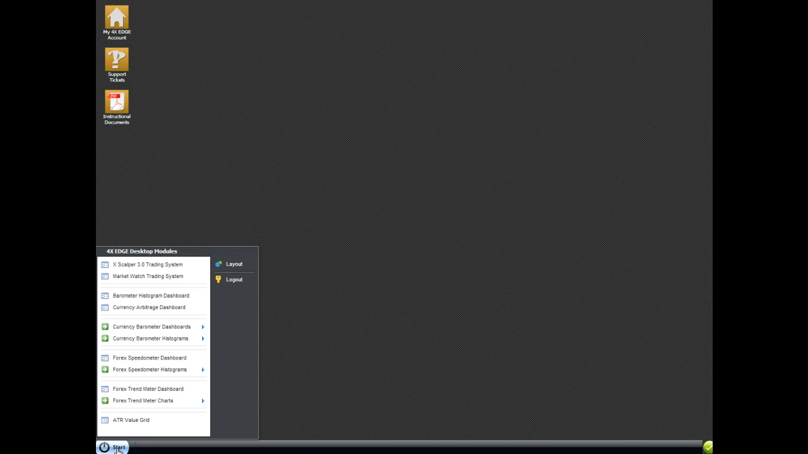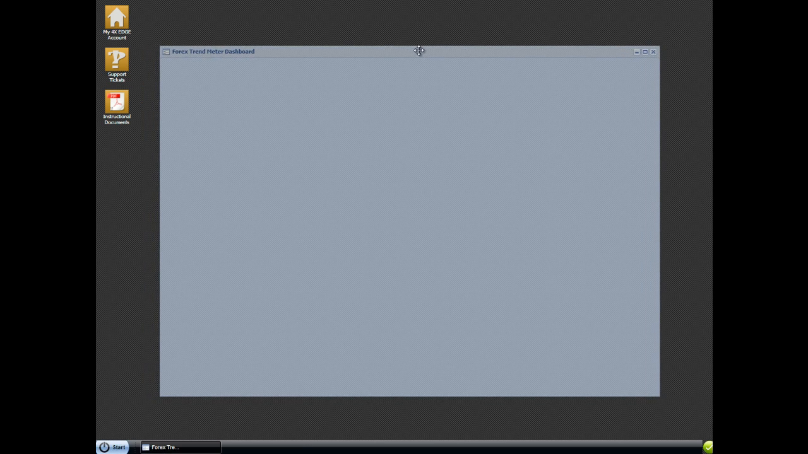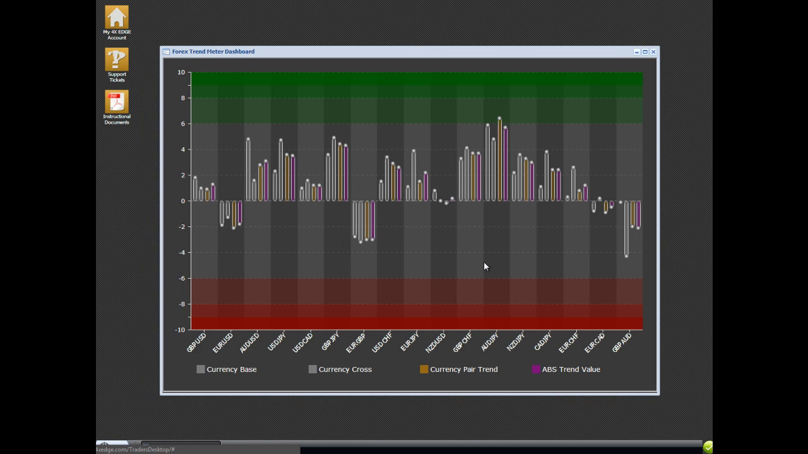Let's take a couple minutes and talk about my favorite tool, the Forex Trend Meter charts. We'll start by opening up the dashboard. I spend probably 80% of my time watching this dashboard. This is a fairly new tool. It's only about 6 months old.